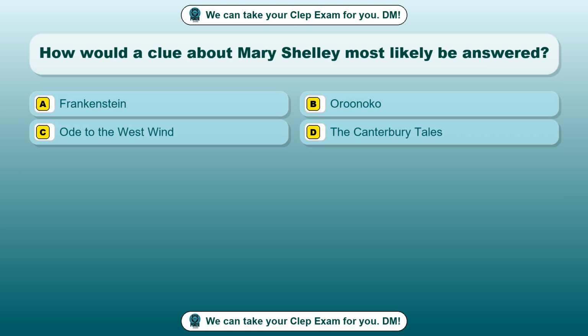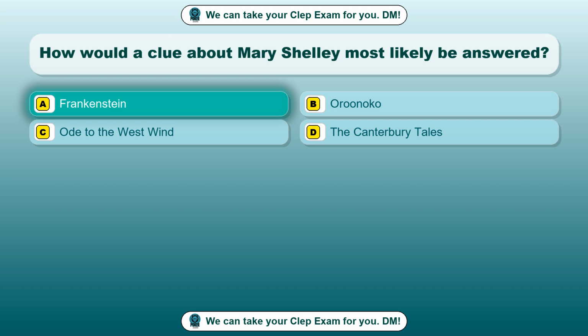Question 33. How would a clue about Mary Shelley most likely be answered? Option A, Frankenstein. Option B, Orinoco. Option C, Ode to the West Wind. Option D, The Canterbury Tales. The correct answer is option A, Frankenstein.